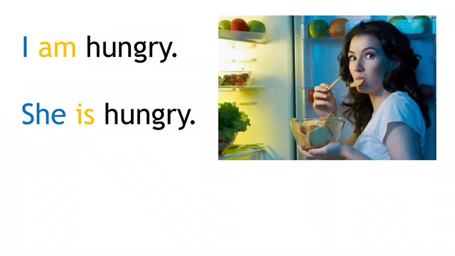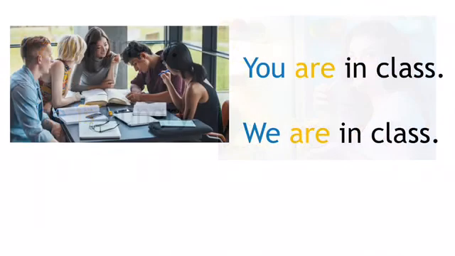I am hungry. I is the subject and am is the correct form of to be in the simple present tense for I. She is hungry. She is the subject and is the correct form of to be in the simple present tense for she. You are in class. You is the subject and are is the correct form of to be in the simple present tense for you.